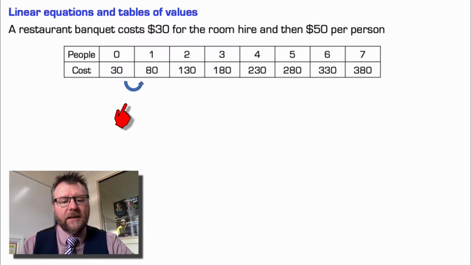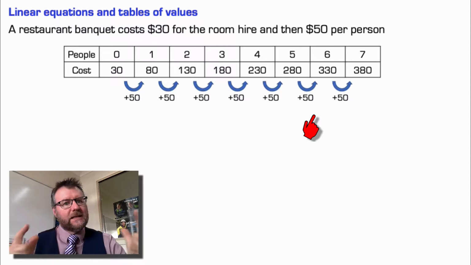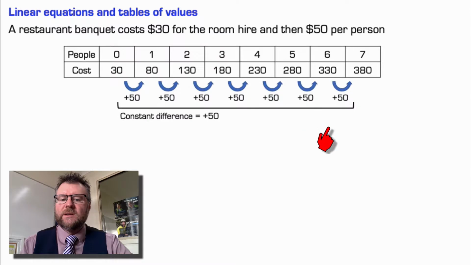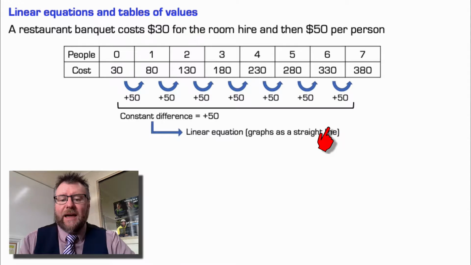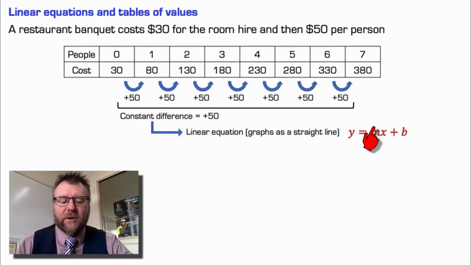If I have a look here, I can see that from 0 to 1 person, it goes up by $50. From 1 person to 2 people, it goes up another 50. And if I look right through, that pattern follows right through. This is the clincher. This is the crux of it. If you've got what we call this constant difference, then it's a linear equation. That means it would graph as a straight line because I've got this constant difference as I go up through my table of values.